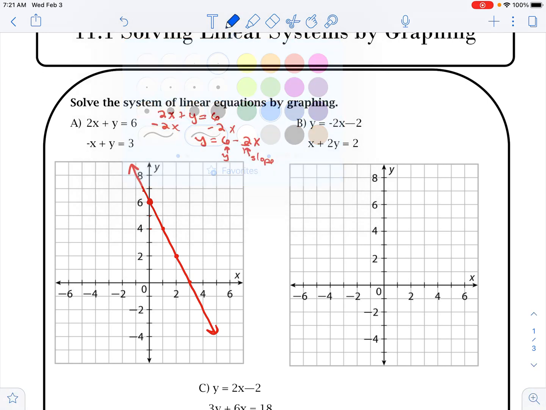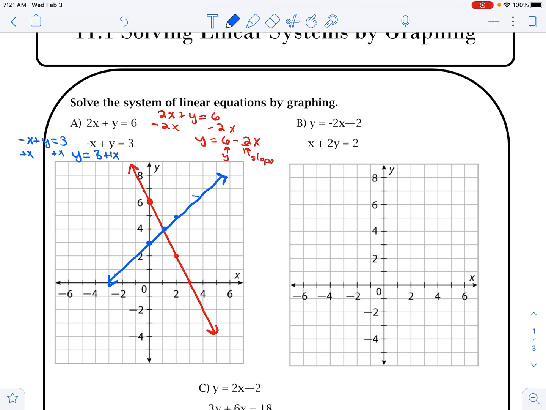And then we go to the next one. Again, we have negative x plus y equals 3. We want to get y by itself, so we add x, and we get y is equal to 3 plus x. My y-intercept is 3, so I put a point at 3. My slope is 1 over 1, so I go up 1, over 1, and continue on. Now, what you see is that these two lines cross, and that's what we're interested in, this point right here. This point is over 1, up 1, 2, 3, 4.